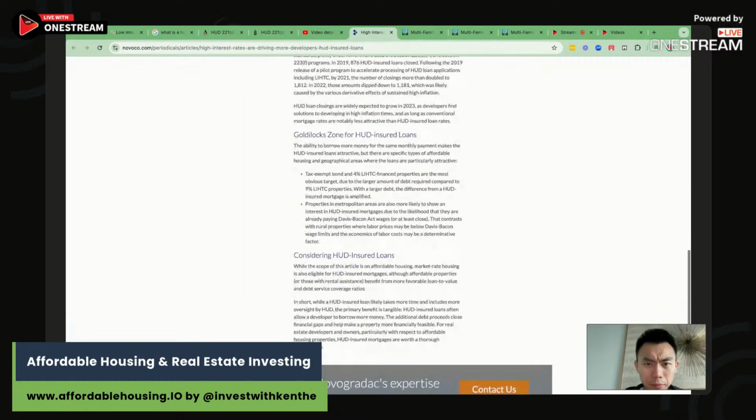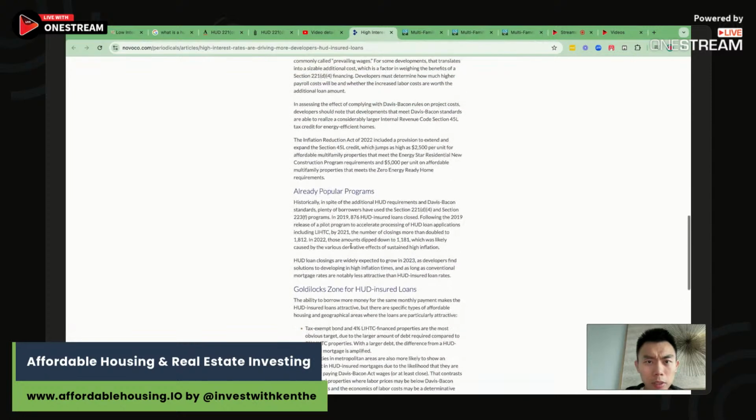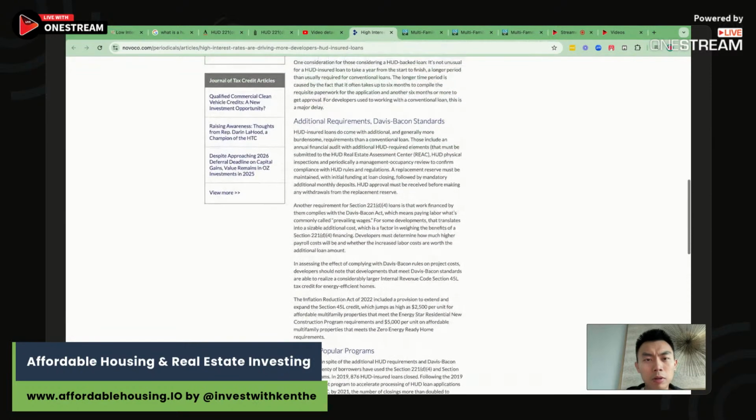Now, one of the big ones, if you want to call it a downside, is Davis-Bacon standards. This is typically what they call prevailing wages. Now, when you are doing a project with prevailing wages, it can be really, really expensive because labor might be up towards $100 an hour. So that is a significant cost driver. So you have to figure out how you're going to create and build a building in a profitable way.